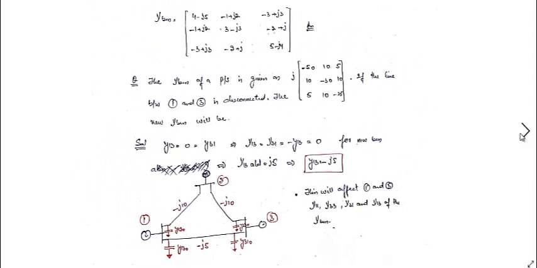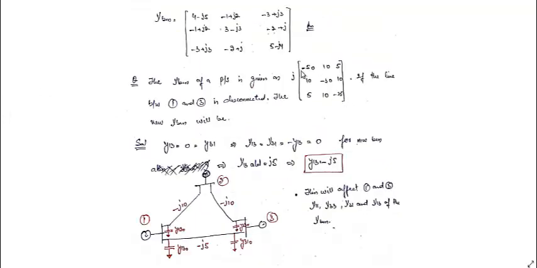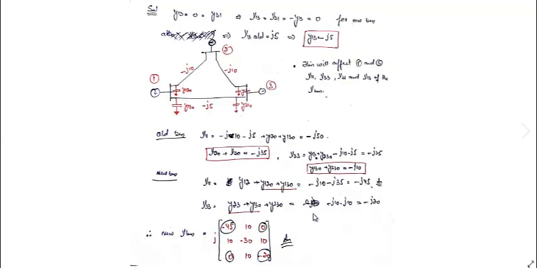So let's calculate first what will happen to this. This is the same. Old bus Y11 was equal to minus j10 minus j5 plus Y120 plus Y130. It is given to be equal to minus j50 in this matrix. So Y120 plus Y130 is equal to minus j35.